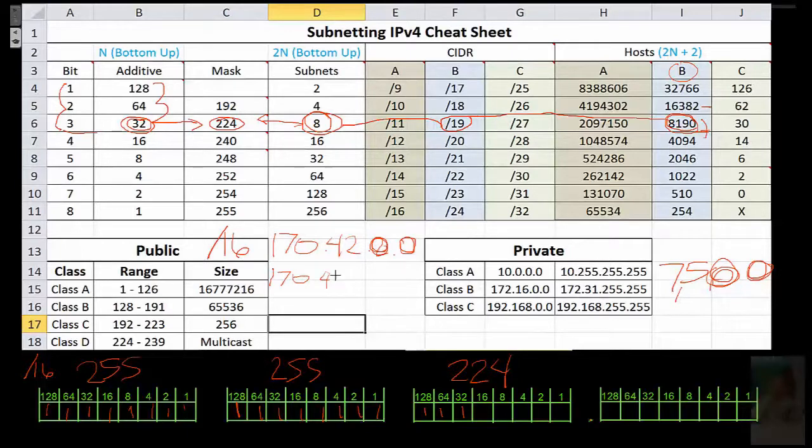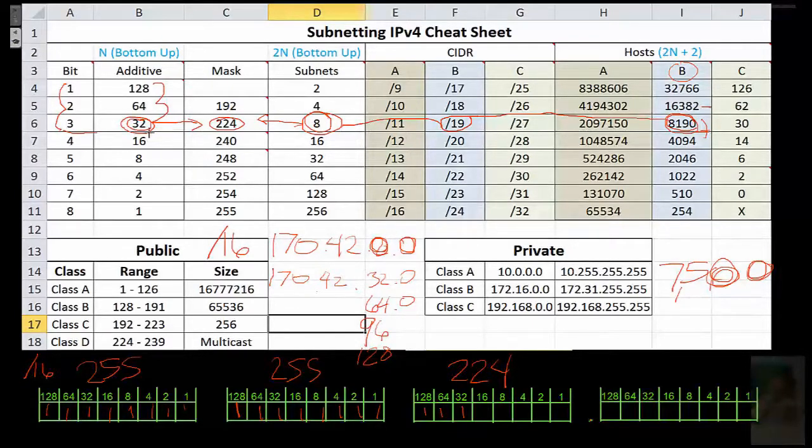170, 42, 32 is the next. 170, 42, 64 is our third. 170, 42, 96 is our fourth. 128. So this keeps building from here all the way down.